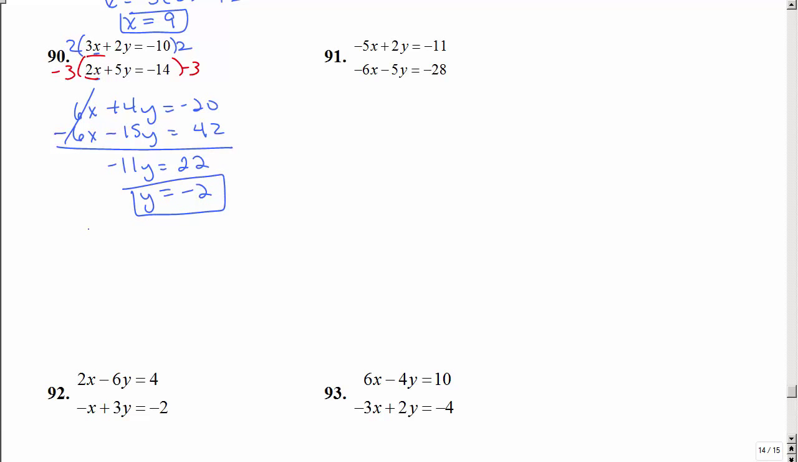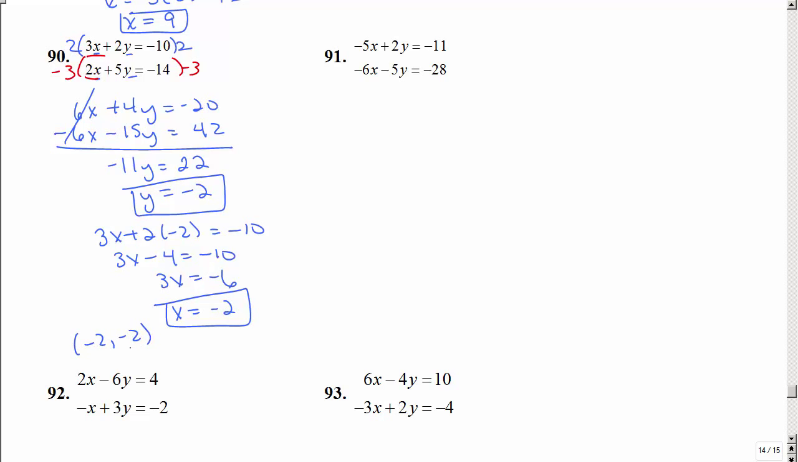So I get y, don't stop. Now you have to go and substitute in y either here or here. I'm going to do it at the top one, just a choice. And it so happens that x is also negative 2. So we have negative 2, negative 2 as our answer.